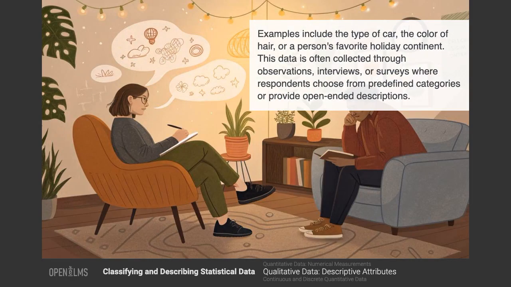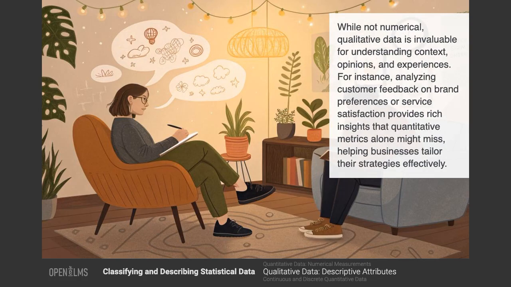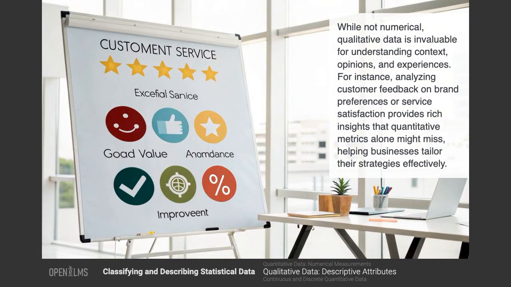Examples include the type of car, the color of hair, or a person's favorite holiday continent. This data is often collected through observations, interviews, or surveys, where respondents choose from predefined categories or provide open-ended descriptions. While not numerical, qualitative data is invaluable for understanding context, opinions, and experiences.